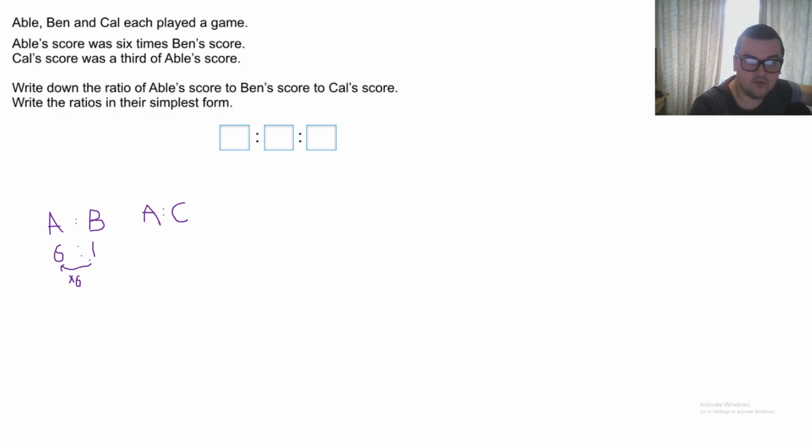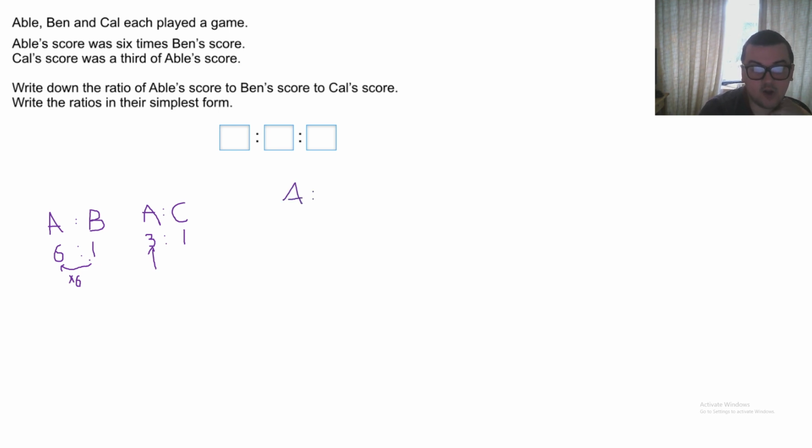So if Abel scored 3, a third of 3 is 1. This is the smallest multiple of 3 that I could use. You want Abel's score to be a multiple of 3 because when you find a third of it, you want it to be a whole number. So now we have our two ratios.